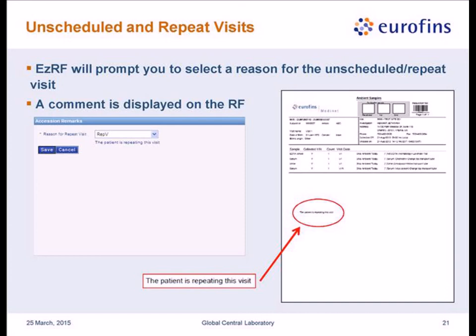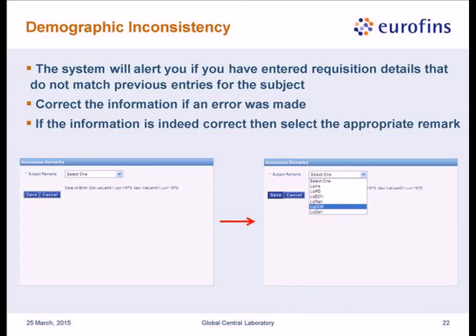Or if the visit was selected in error, then you would just go and correct the visit name. Now you have slide number 21. It again tests the same thing. The EzRF system will prompt you to select a reason for the unscheduled or repeat visit. So if you used the resubmit button to select the unscheduled visit, the system will ask you for a reason for that unscheduled visit.